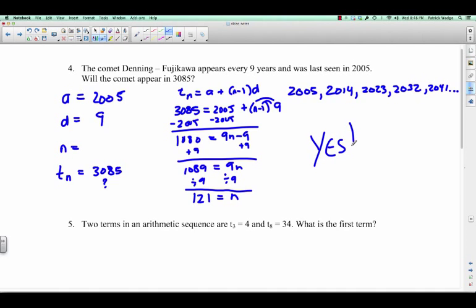Yes. How do you know? The reason you know that it will appear is because this number right here is a whole number. If it didn't appear in that year, it wouldn't work. It wouldn't be a whole number. It would be a decimal.